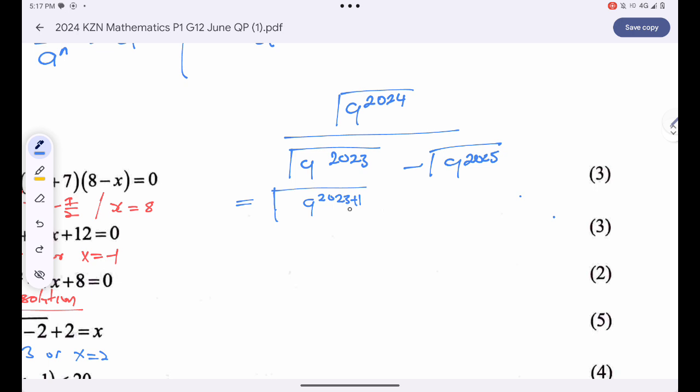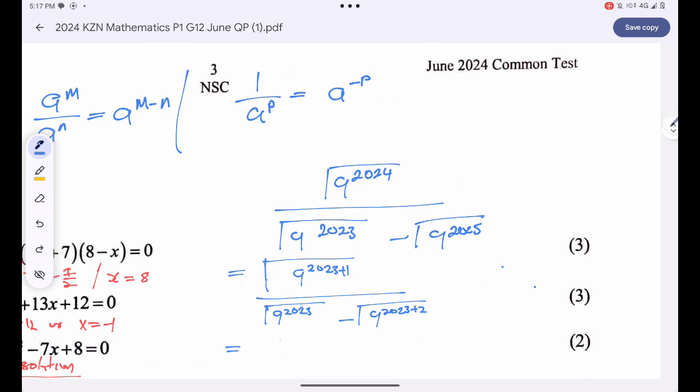2023 plus 1 will simply give me 2024, right? And then over there, I still have 9 to the power 2023. And then over there, I'll say 9 to the power 2023 plus 2. Are you together? There's a rule that says if you ever have two things multiplied, all you have to do is take one base and then add your exponents.